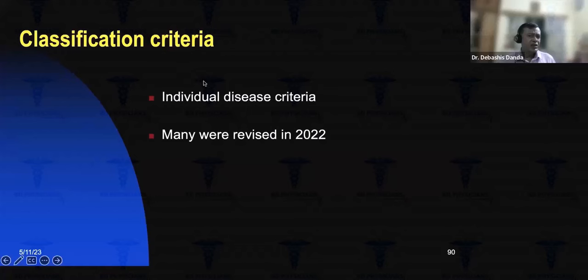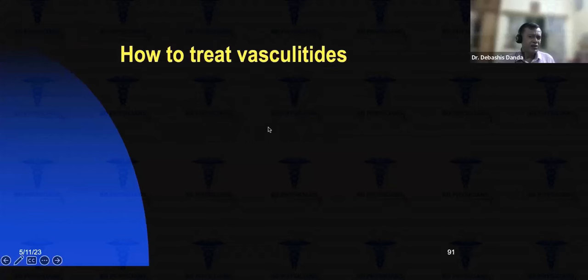So, individual disease criteria, you have to refer. I don't have the time to describe each of them. It is available openly in Arthritis & Rheumatism as well as in many other sources. Most of them were revised in the last year.